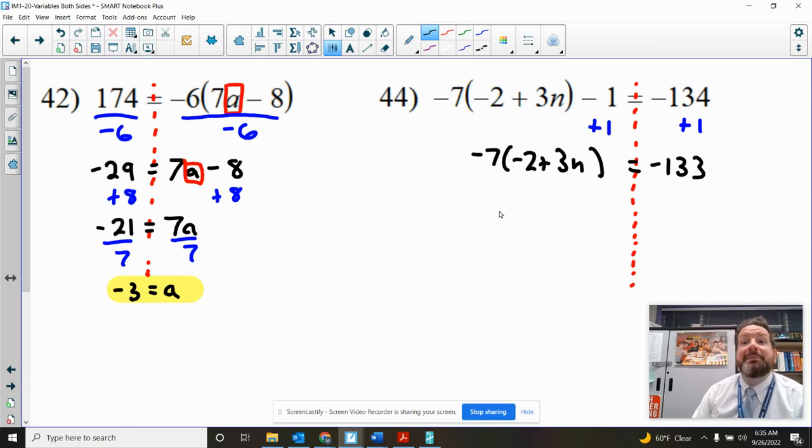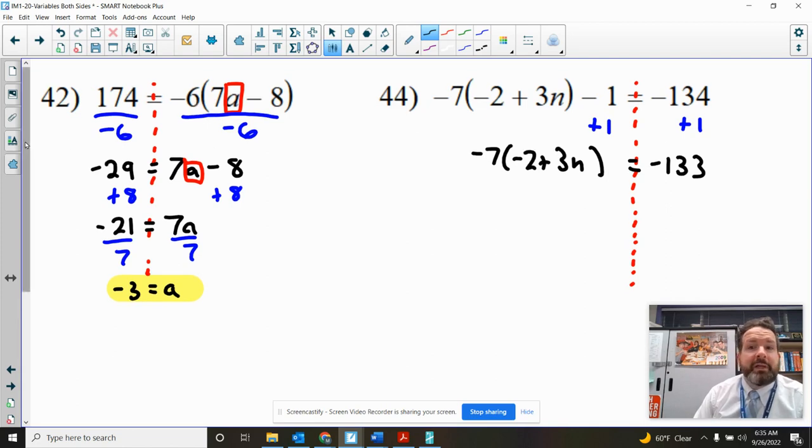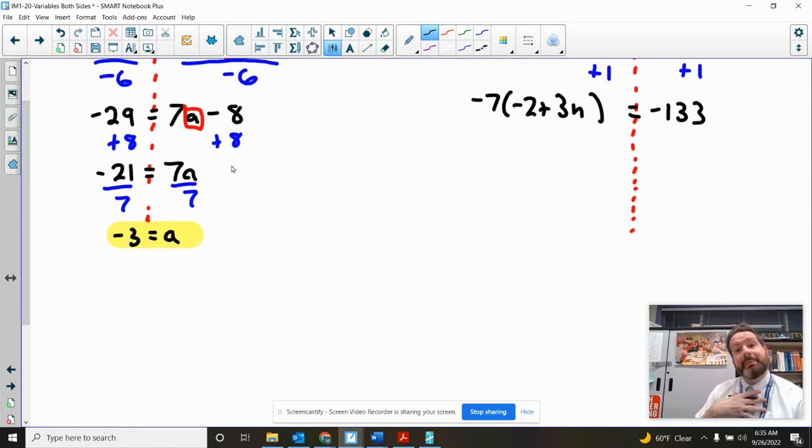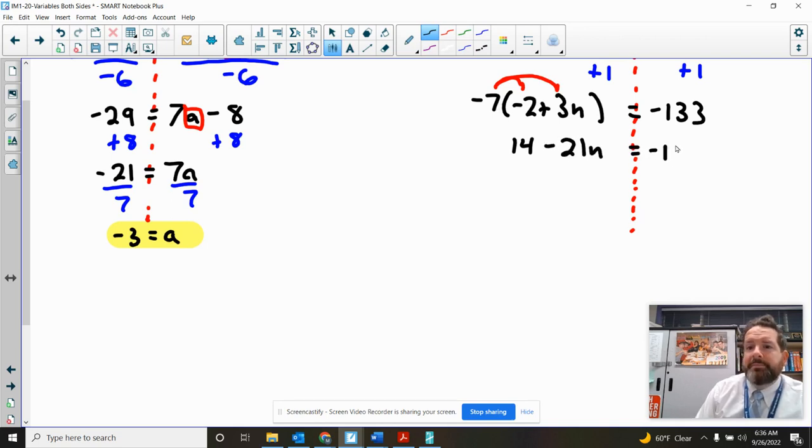At this point now, I'd like you to pause, pick up, and finish. You can do a distribution, or you can do what I did over here. Just for some variety, I think I'm going to choose to do the distribution this time. So to distribute is to take the -7 in front times both terms in the parentheses. -7 times -2, well, that's +14. -7 times -3n, well, that's -21n.